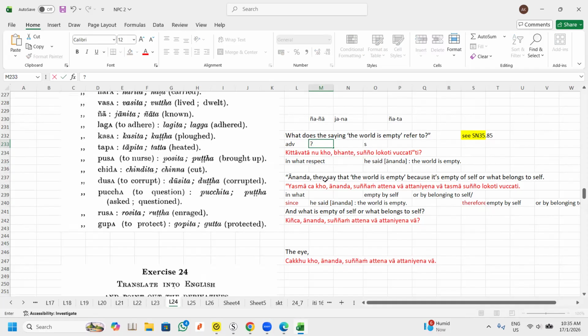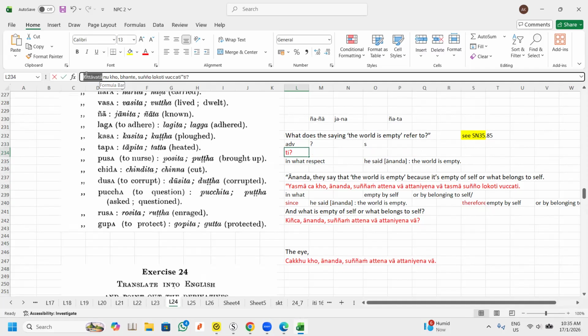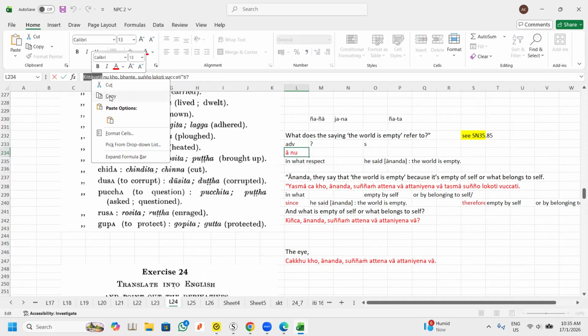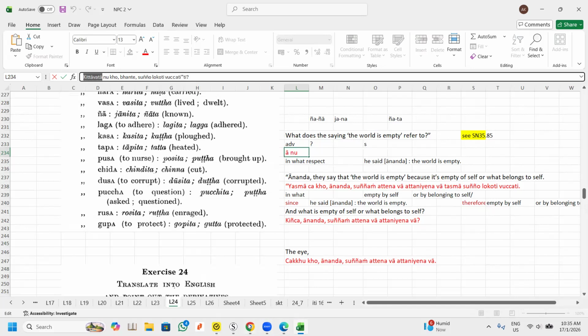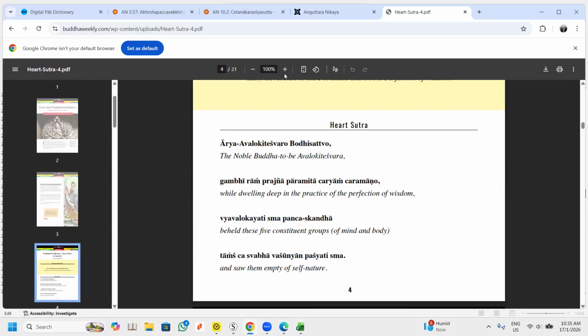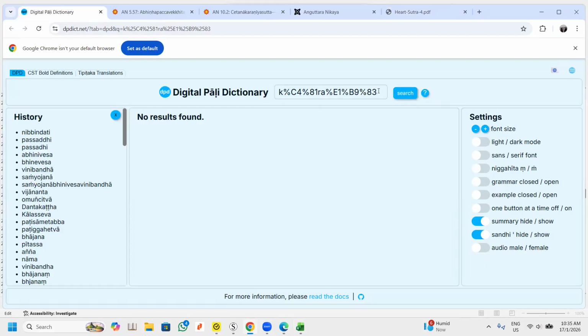All right. So if you take this one, kitavata, and copy it here, it's not going to be so straightforward in your translation.